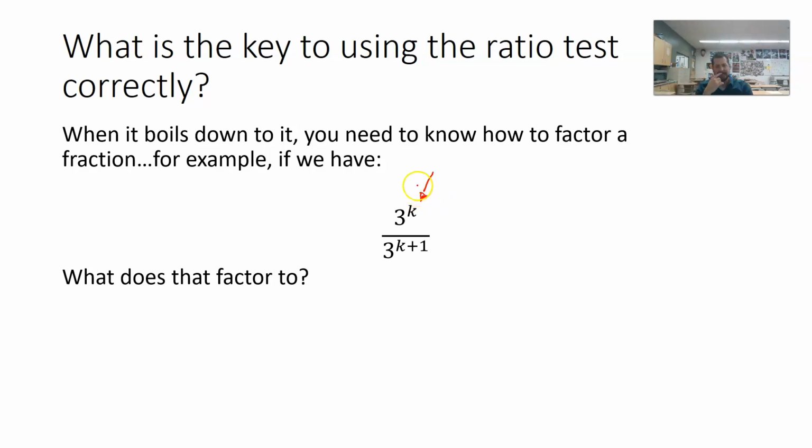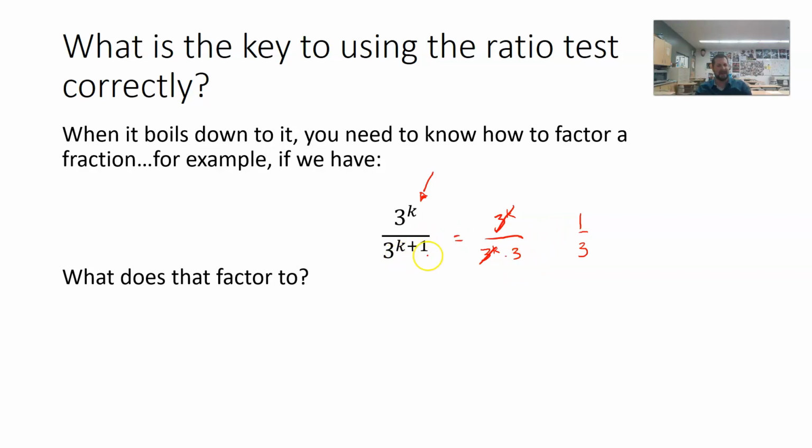Either way it works. But when I have this right here, where I've got 3 to the K on top and I've got 3 to the K plus 1 on the bottom, and I need to factor that, in reality, this is saying this. I've got 3 to the K over 3 to the K, and then I've got one more 3 on the bottom. In other words, the 3 to the K's cancel out, and I would have one additional 3 on the bottom, so this would factor down to 1/3.